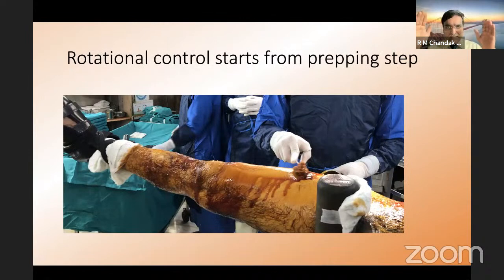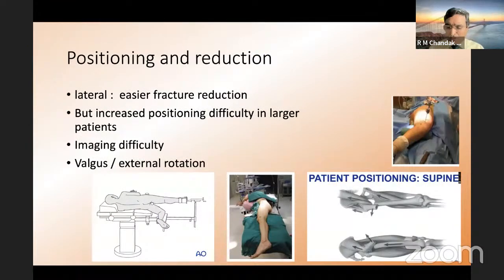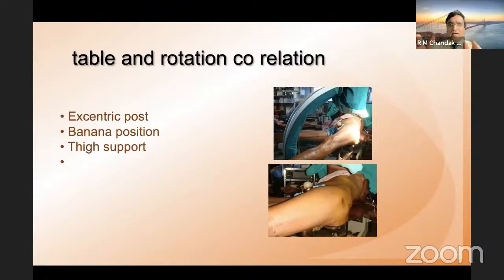The rotation control starts right from the prepping step. If we are in theater at that moment itself, we can look at the patient position, the patient's patella orientation, the lesser trochanter and the foot plate, because once the patient is draped, it becomes a bit difficult. However, your palpatory skills are still valid. In lateral position, the entry point is easier, but there is increased positional and imaging difficulty, which may lead to a certain amount of valgus and external rotation in this position. The table and the rotation are both to be correlated. If you are using an eccentric post, it is a bit different.